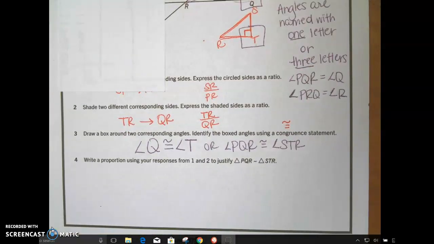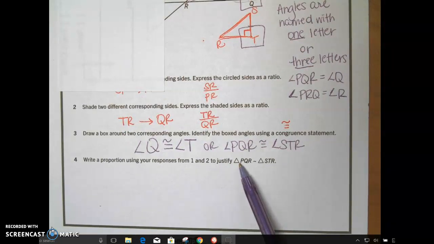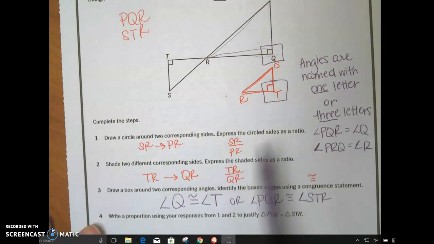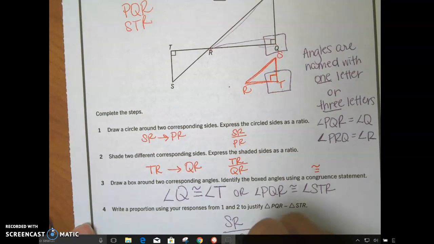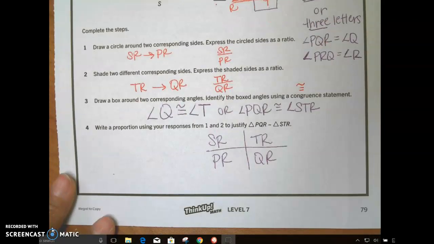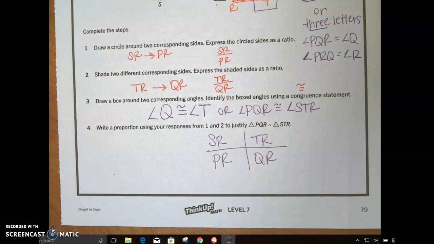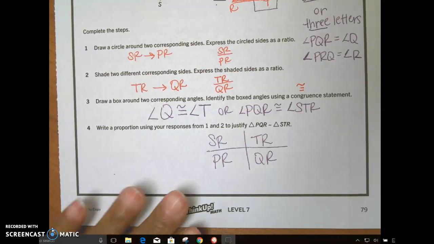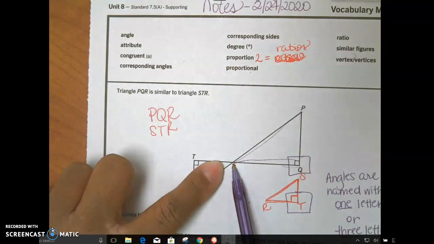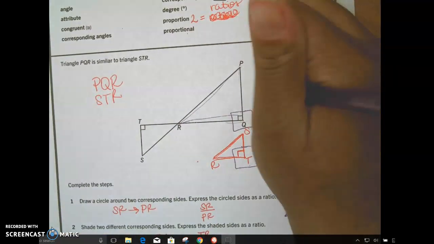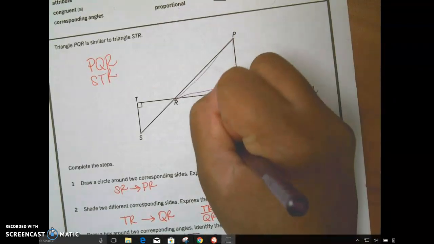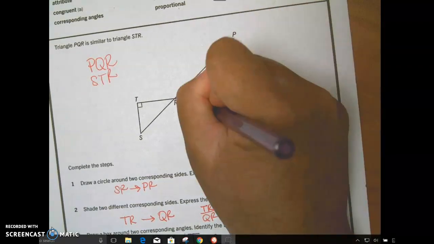Write a proportion using your responses from 1 and 2 to justify that triangle PQR is similar to triangle STR. So, I need to write a proportion. Take SR and PR, and make sure that it responds to TR and QR. Now I need to give them values so that I can validate my answer. Because this R serves as the same angle for two different triangles. Let's say ST is 3, and TR is 4. Then let's say this is 9, and this is X.